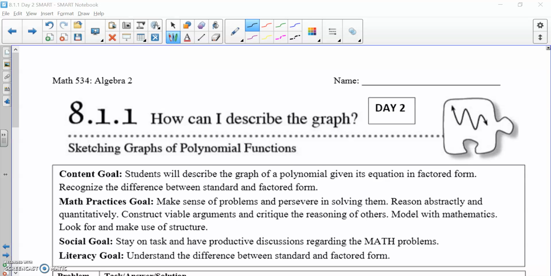Hi guys, we are going to go ahead and continue with section 8.1.1. It does have a day 2 on it.